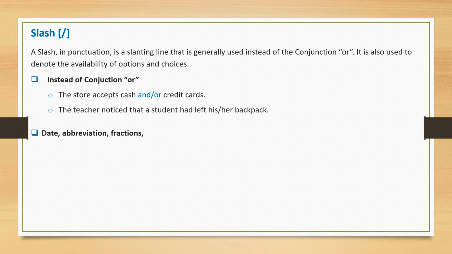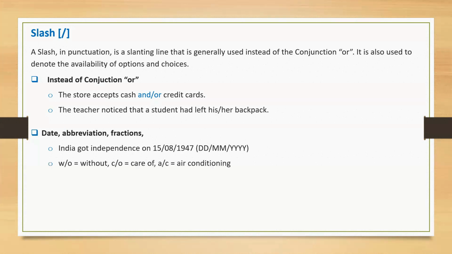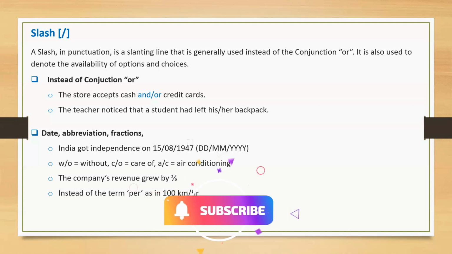Date, abbreviation, fractions. India got independence on 15/08/1947. The company's revenue grew by 2/5. Instead of the term per, as in 100 kilometers/hour.